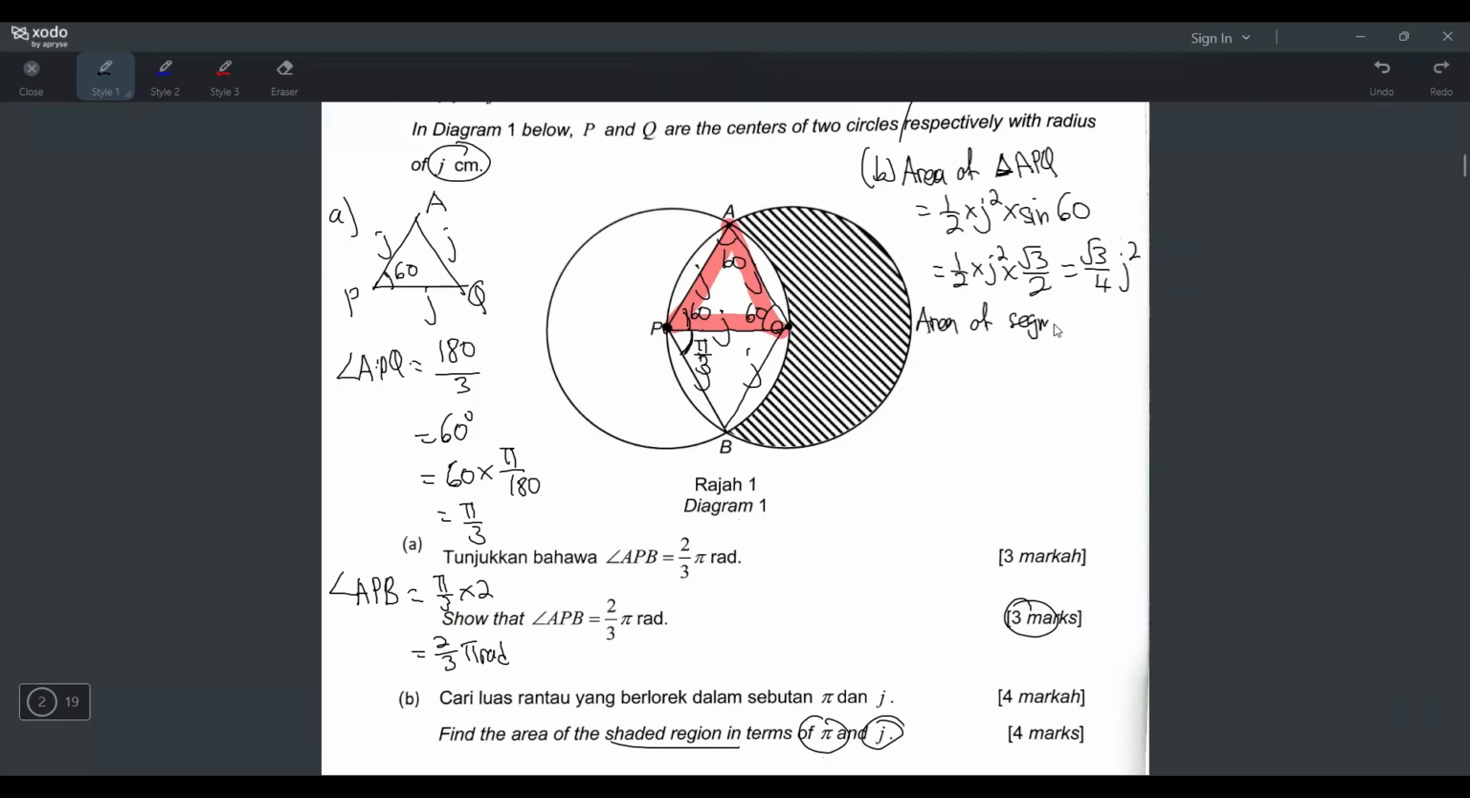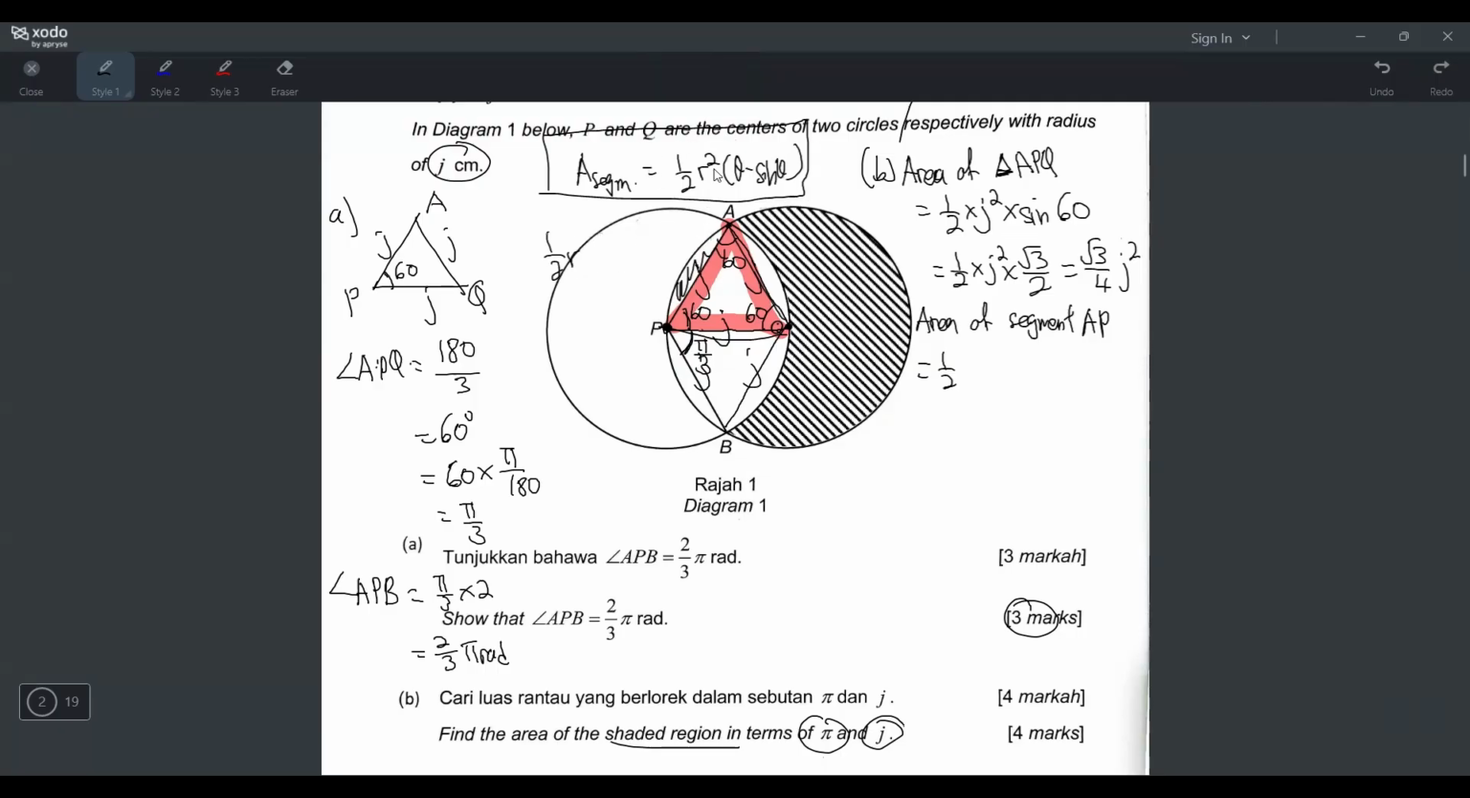Area of segment. Okay, and let's write down what segment I want. So let's find out this one lah. So segment AP. Okay, the area of segment formula is 1 over 2 r square bracket theta minus sine theta. Yeah, this is the formula. Okay, this formula actually comes from taking the area of sector minus area of triangle. Okay, that's why it looks like this. 1 over 2 r square theta minus 1 over 2 r square sine theta. And when you factorize out, it looks like this lah.